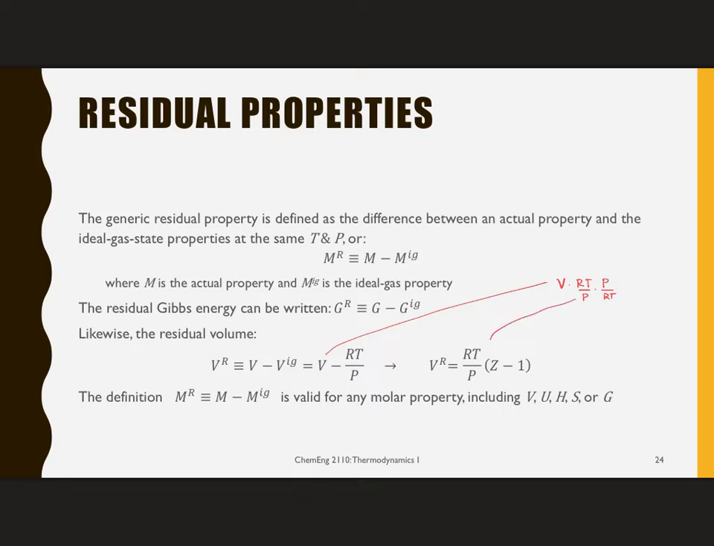Therefore, when I factor it out, I end up with the RT over P coming out and V times P over RT. This is, by definition, Z. Z is the compressibility factor. So V^R is equal to RT over P times (Z minus 1). Now we can do similar things for any of our properties.